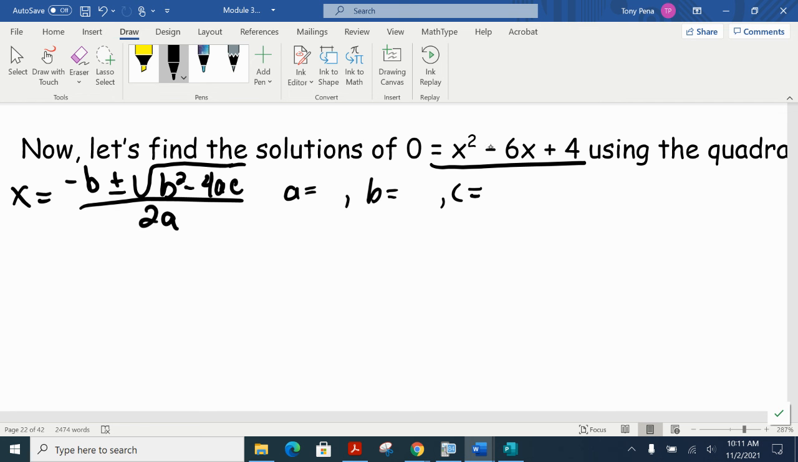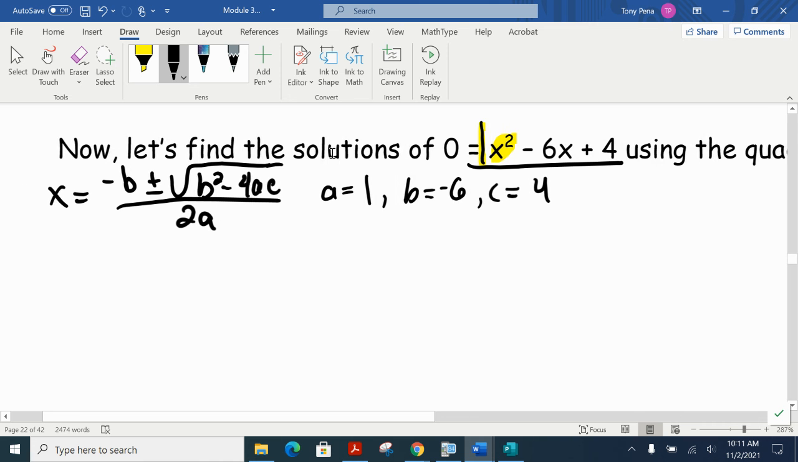So again, A is the number in front of your square term. So if this is your square term, A is a 1. So that's going to be your A. B is the number in front of the x to the first term. So that's going to be a negative 6. And then the C is the constant at the end, which is a 4. All right, got all that? Then just be really careful substituting in.